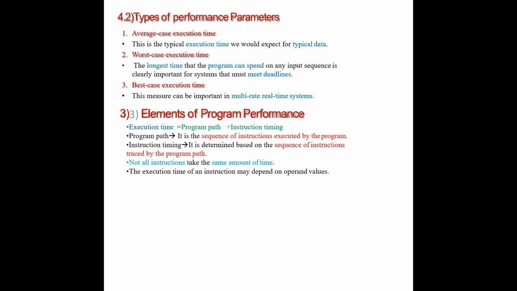The program performance is calculated from the execution time, that is, program path plus instruction timing. The program path is defined as the sequence of instructions executed by the program. Instruction timing is determined based on the sequence of instructions traced by the program path. Not all instructions take the same amount of time. The execution time of an instruction may depend on the operand values.